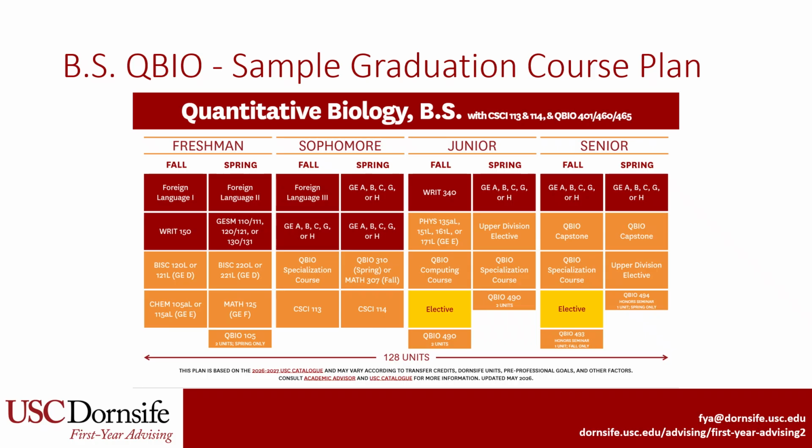Here you can see an example plan for the other programming track, CSCI 113, 114, and the QBio computing option. Again, this is just a sample, and your plan may look different depending on what specialization and QBio elective coursework you choose, what credits you come in with, and whether or not you pursue the QBio Honors Program.